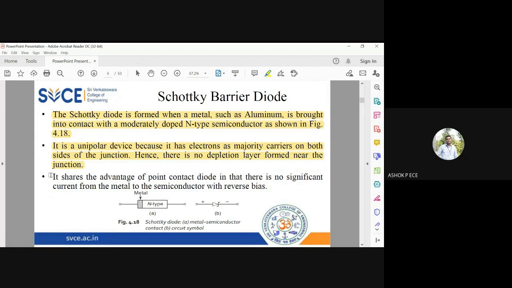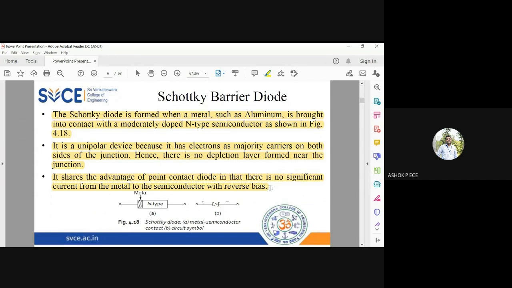So it shares the advantage of point contact, in which there is no significant current from the metal to semiconductor in reverse bias. Just like when you reverse bias a junction, the current in reverse bias is going to be exactly equal to zero. Whereas in conventional semiconductor diodes, you have the concept of breakdown. But since you have a metal-semiconductor junction here, when you reverse bias this Schottky diode, there is no significant current flow in the reverse direction.